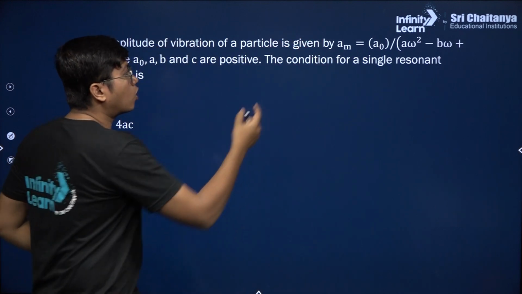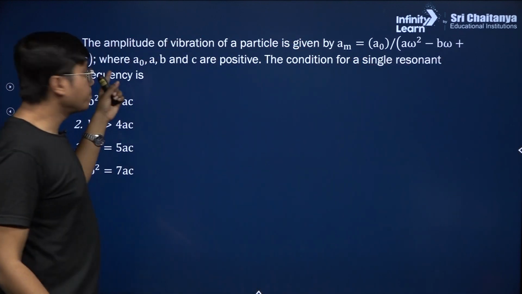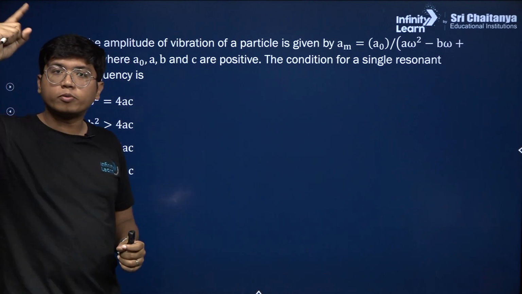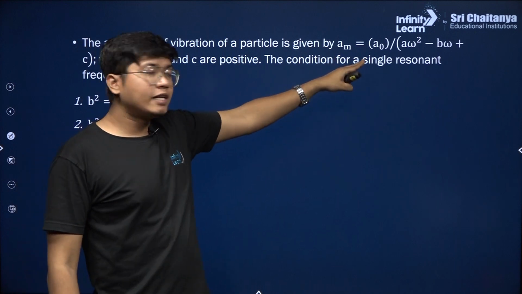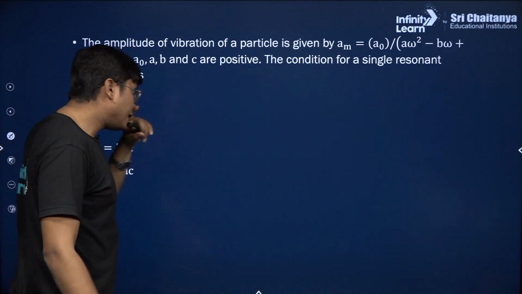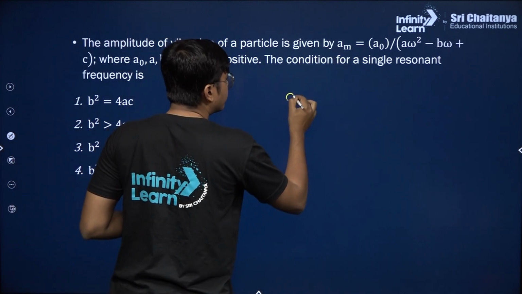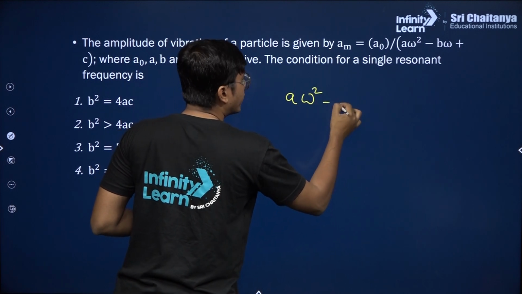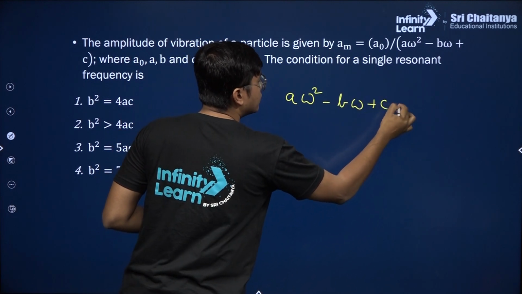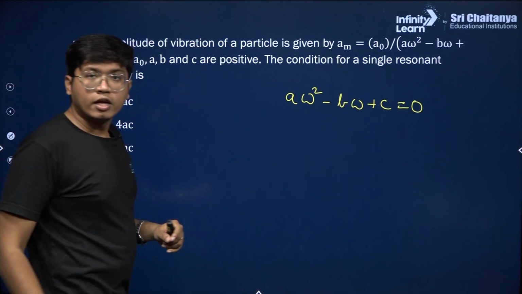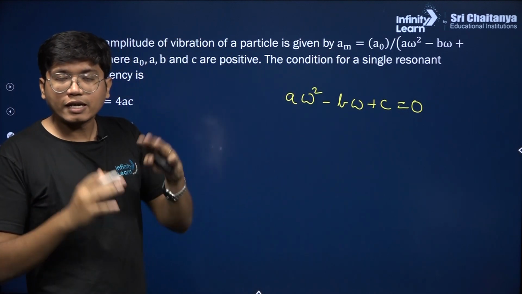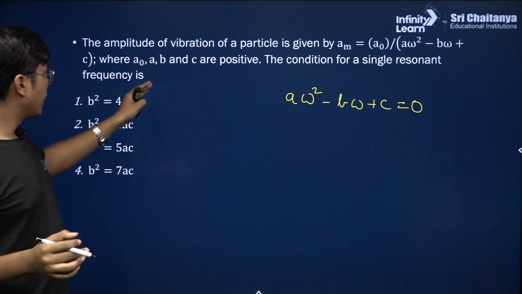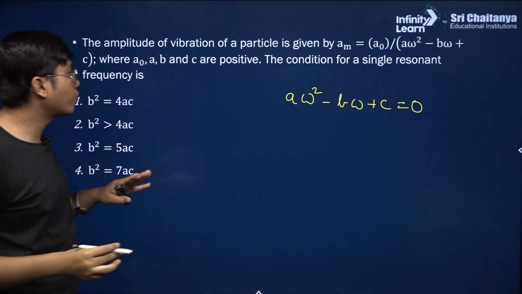Now since it's a constant divided by this part here, we know that the amplitude is going to be maximum when the denominator becomes the least. Now the denominator least value can be 0, which means at resonance you have A omega square minus B omega plus C to be equal to 0, which means if I solve, now what I need is the resonant frequency, right? That is generally what we try to figure out. Even though the question says it differently, we'll still try to figure it out.